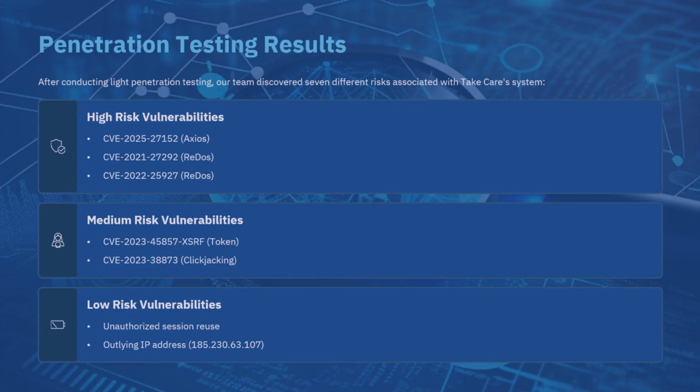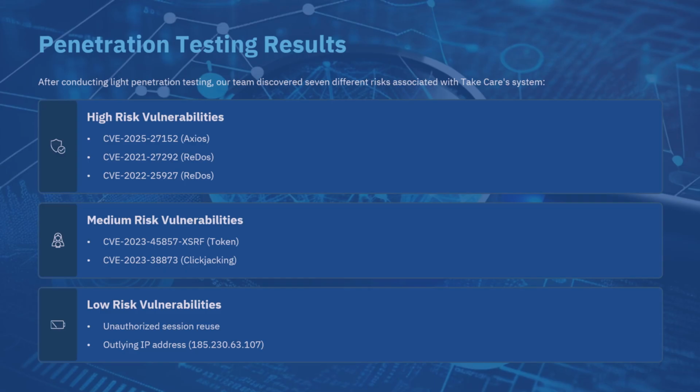This assessment produced 7 confirmed vulnerabilities, which we classified by likelihood and impact, not just their severity labels. In our high-risk category, we had CVE-2025-27152, which is an Axios JavaScript vulnerability. This allows traffic manipulation between client and server. This is exploitable with minimal prerequisites and directly impacts confidentiality and integrity.